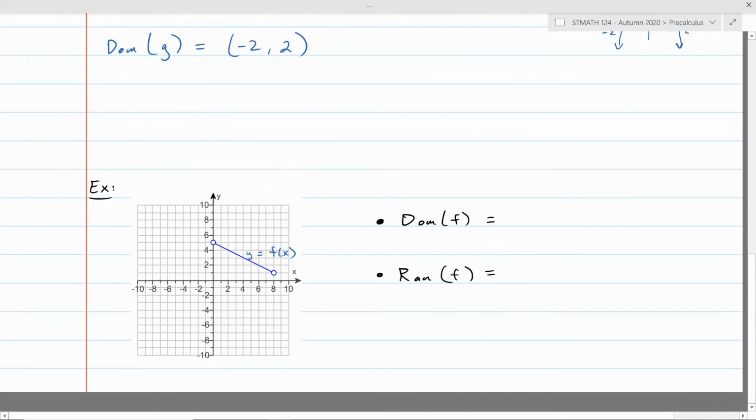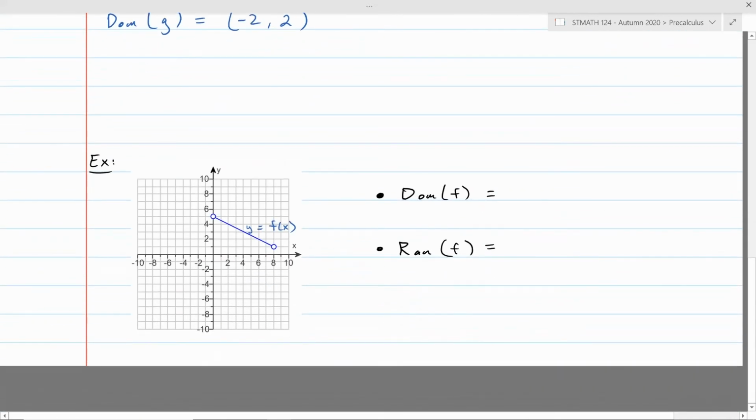If someone hands you the graph of a function, you can read off what its domain is just by looking at what the x values are that correspond to points on the graph. So in this particular example here, the x values that correspond to points on this graph are those points from 0 to 8.